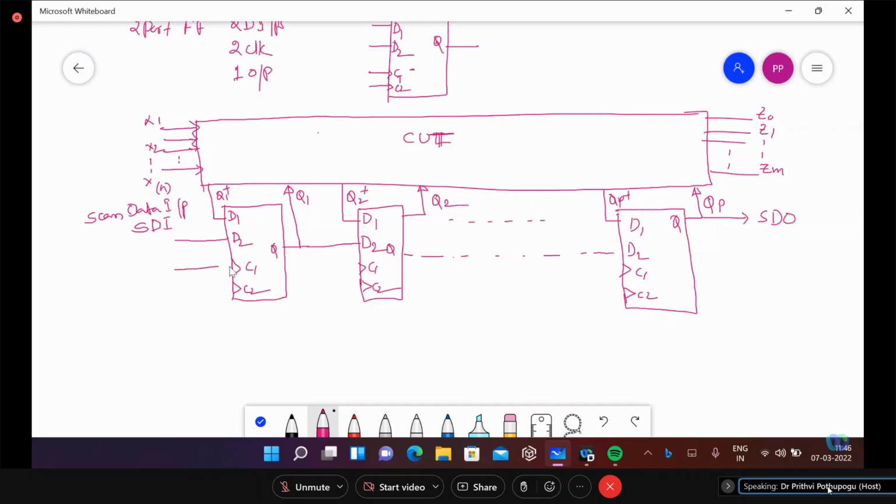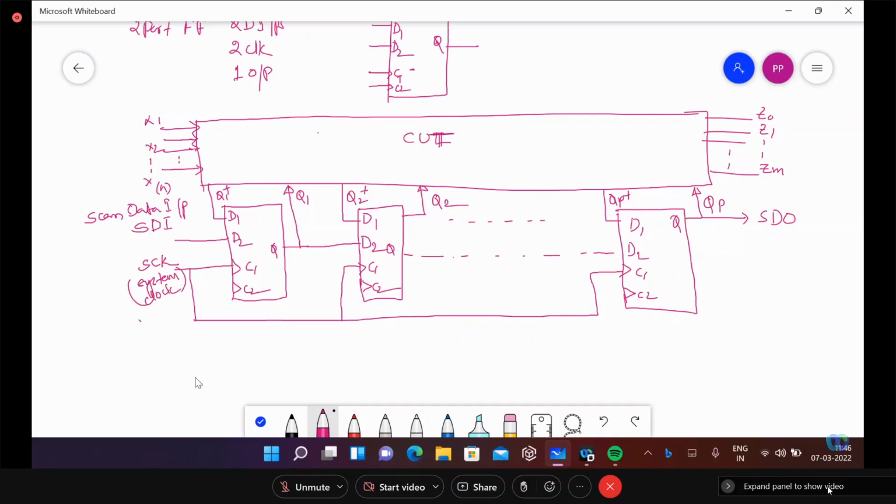And when you are scanning, this is your C1. This is the system clock, corresponding to the D1 operation. For D2, it is testing. So we call this the test clock.